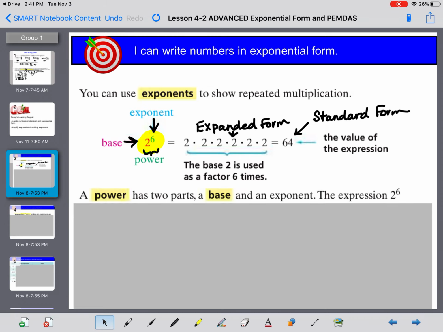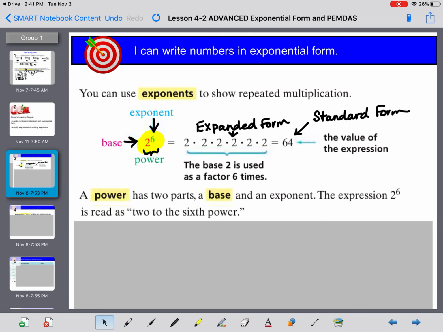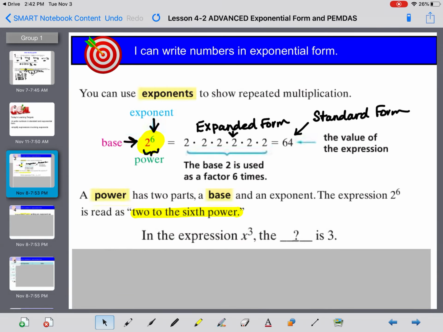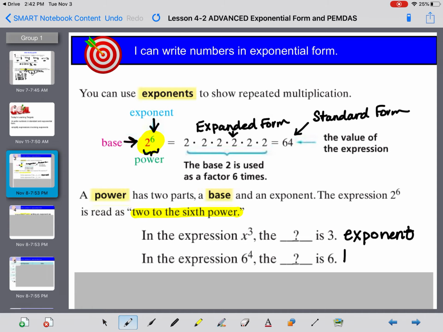A power has two parts. A power has a base and an exponent. The expression 2 to the 6th is read as 2 to the 6th power. In the expression x to the 3rd power, the blank is 3. The word that needs to go in the blank is the word exponent. Please write that in your notes. In the expression 6 to the 4th power, the blank is 6. And in that case, the base is 6.